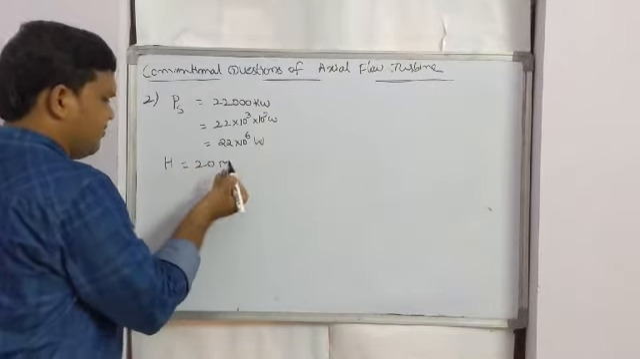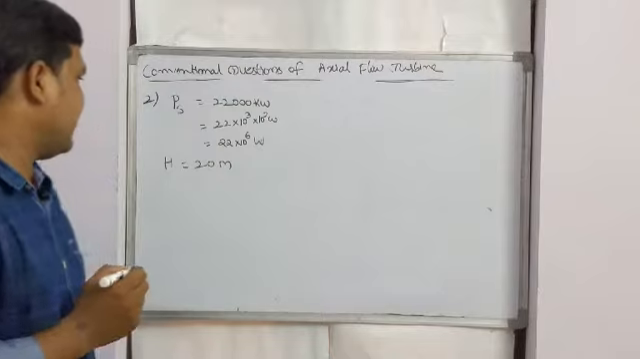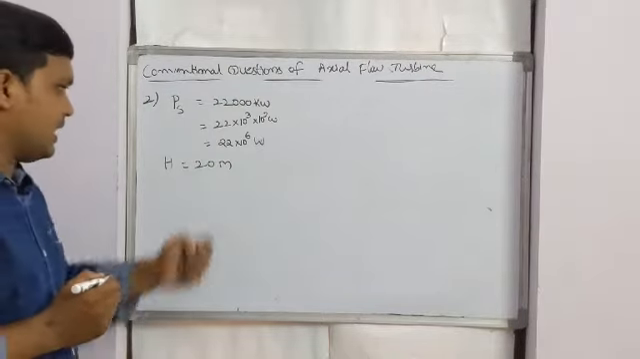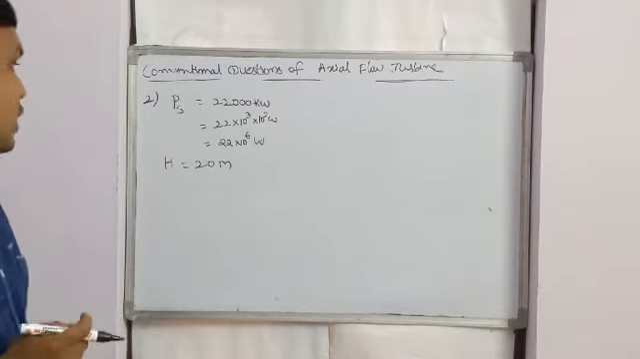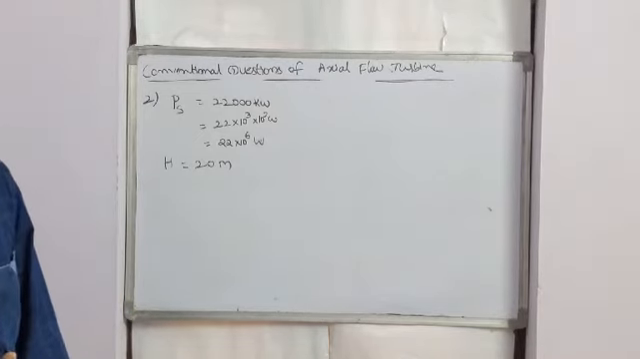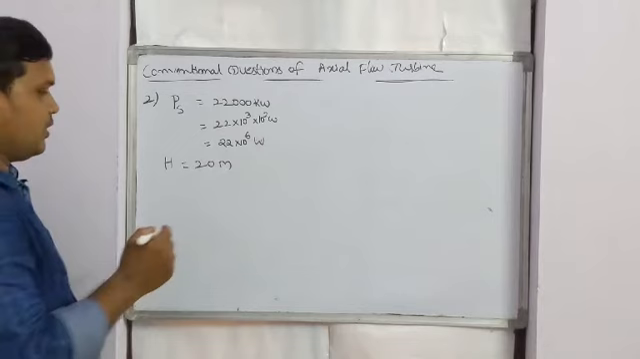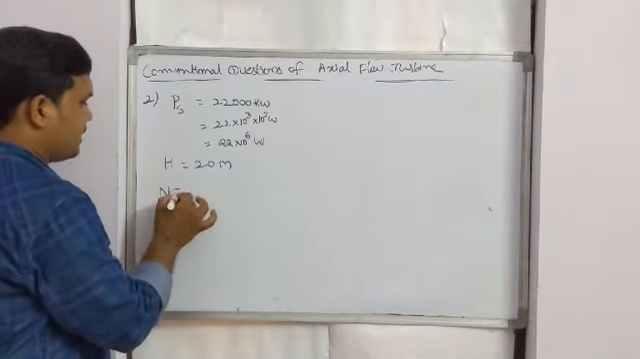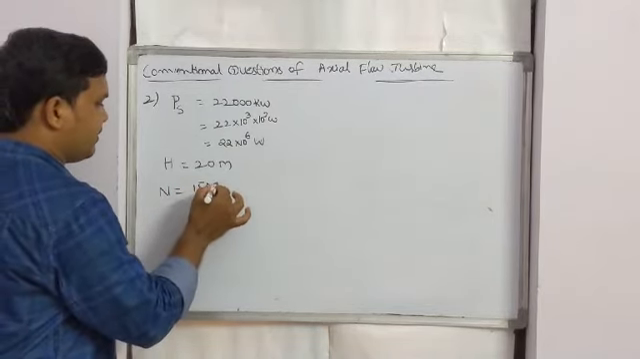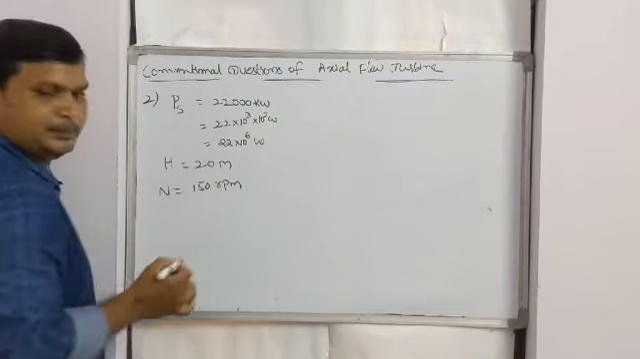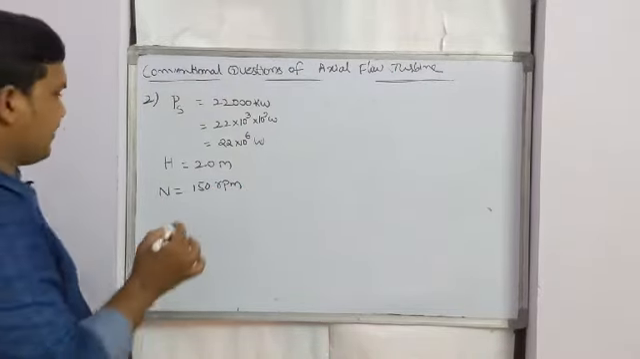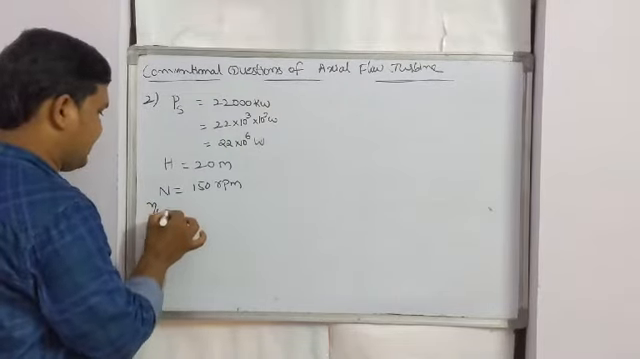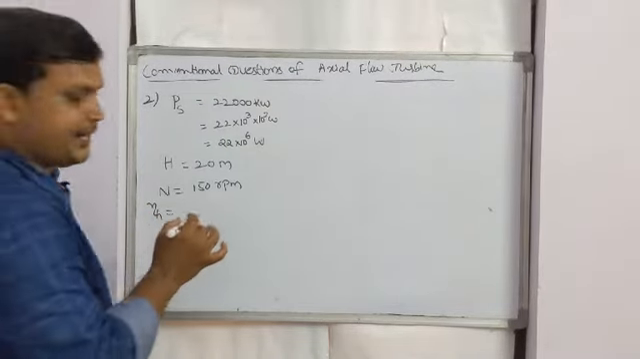Observe this: very little height. The head of the turbine is very low. That's why Kaplan and axial flow reaction turbines are low head turbines. The head is 20 meters, and the wheel turns at 150 revolutions per minute. RPM is given. The relevant data is hydraulic efficiency, given as 95%.